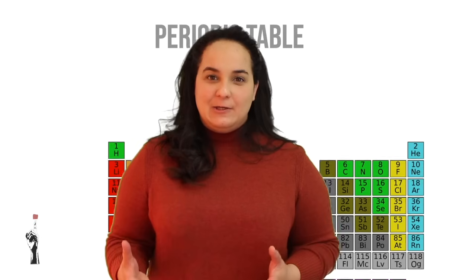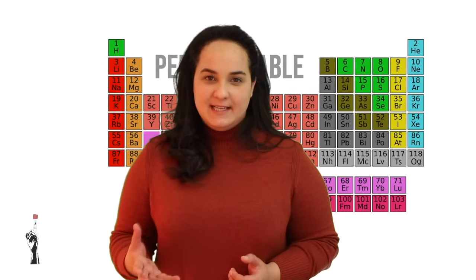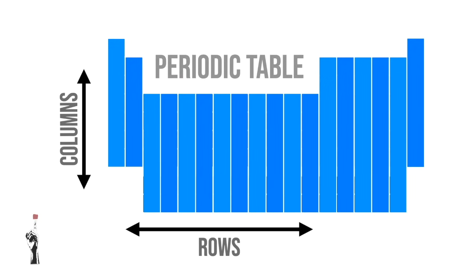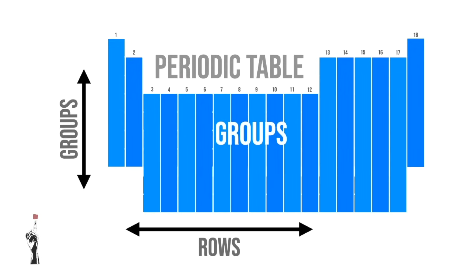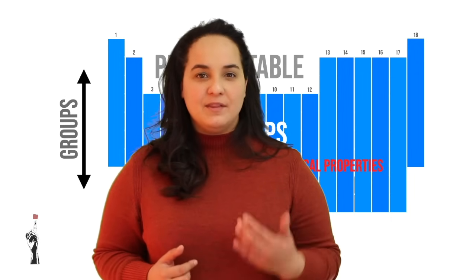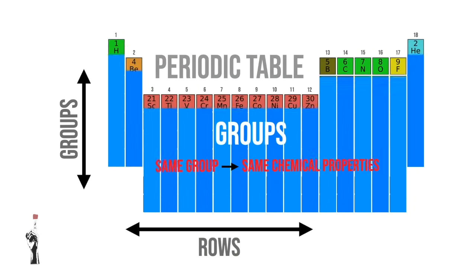So now we will take a look at the organization of our periodic table. There are many rows and columns on the table. When we look at the columns from top to bottom, we will call them groups. Elements that are in the same group often share the same chemical properties. So elements that are part of the same group include hydrogen, lithium, and sodium. They share similar characteristics and will therefore behave similarly in chemical reactions.